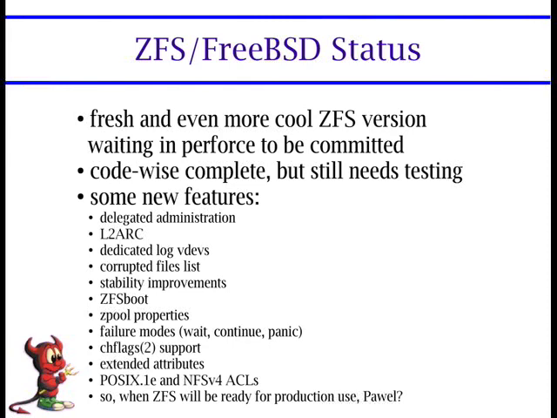You can use additional devices for the ZFS Intent Log. So all those synchronous operations like fsync will go to an additional disk, also probably a solid-state disk to make it faster, or some kind of NVRAM. You can also now list all the corrupted files. There are some stability improvements.